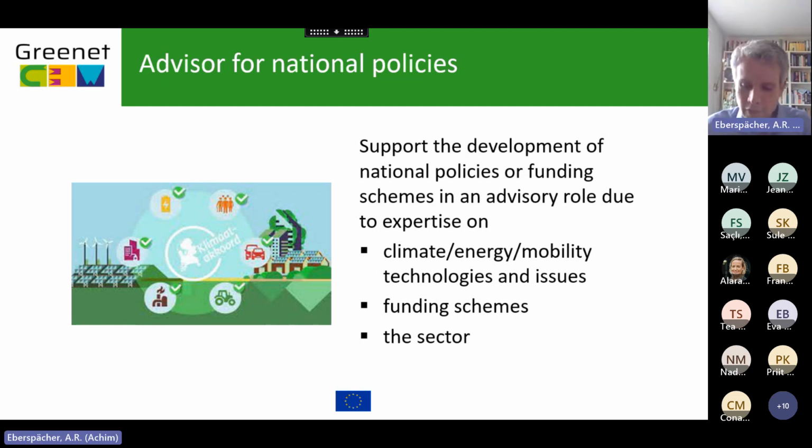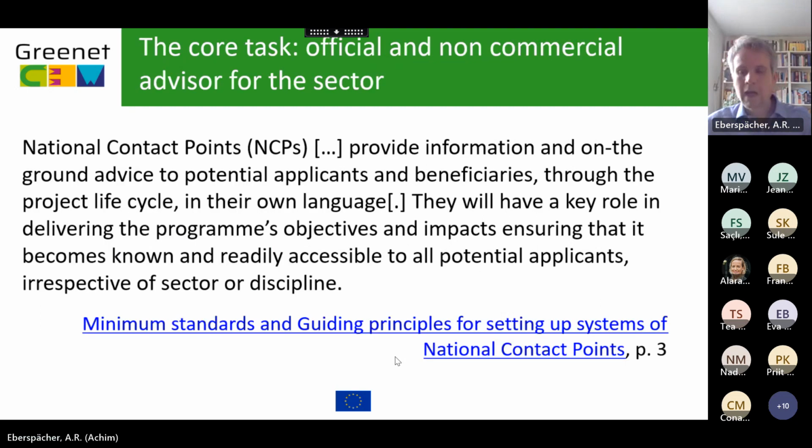And number 3, of course, we know the sector quite well because we speak to them a lot in our advisory roles and our core task. And that is not an additional one. That is what's true for every one of us. What are we in our core task? We are official and non-commercial. We are already paid by the taxpayer, advisor for the sector, so all potential applicants to Horizon Europe.